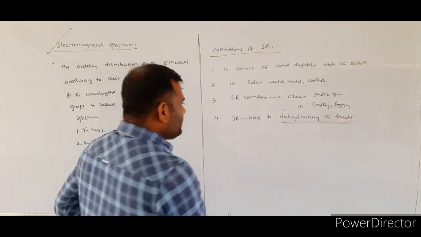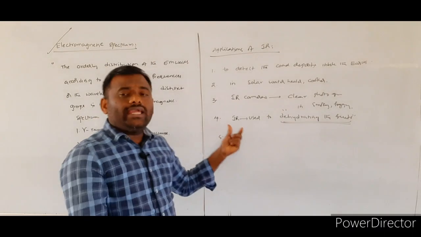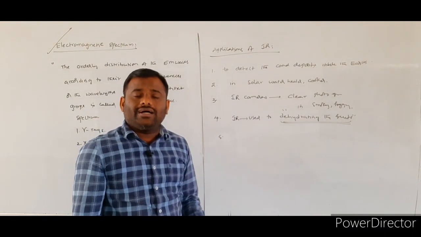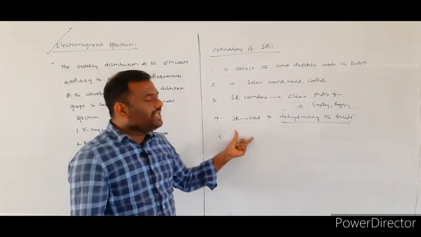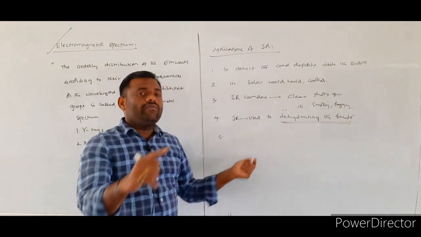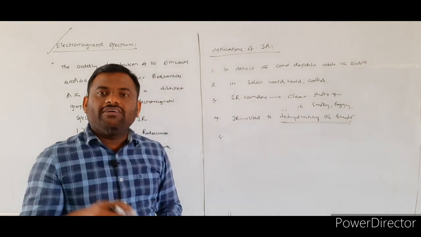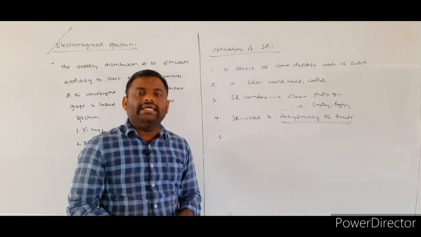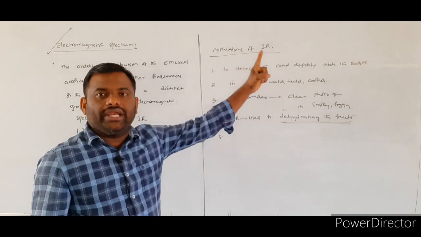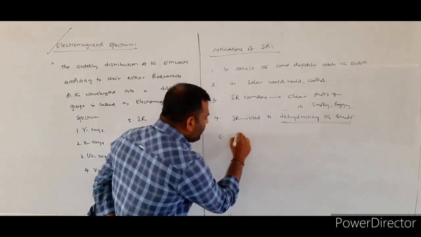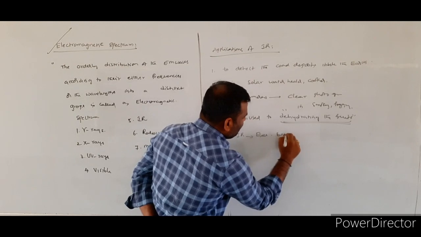Next, IR radiation gives electrical energy to satellites. While a satellite is revolving around the sun or any one of the planets, some electrical energy is needed. That required electrical energy is provided by the IR radiation. So the IR radiation gives the electrical energy to the satellites.